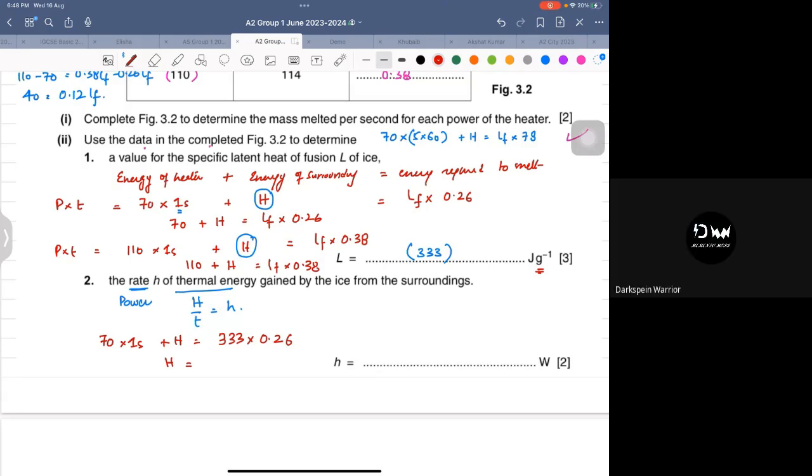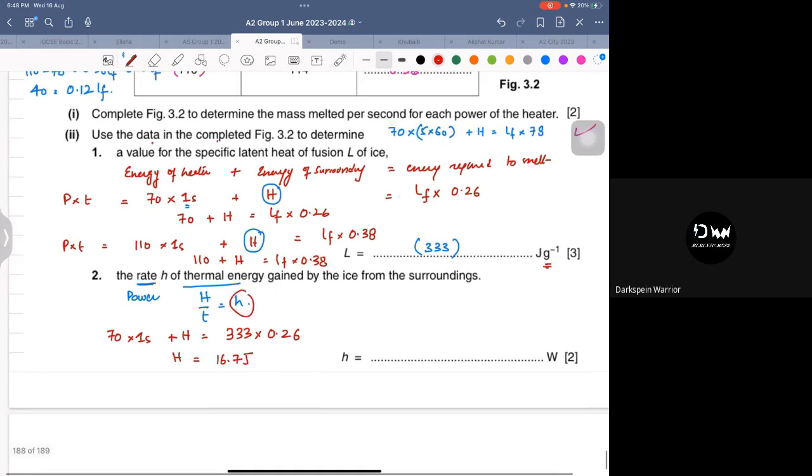I'm getting 16.7. 16.7 joules, right? Now to find this H, what we need to do is we just need to divide it by 1 second because that was the time. So that would give us 16.7 watts. Is it clear, everyone?